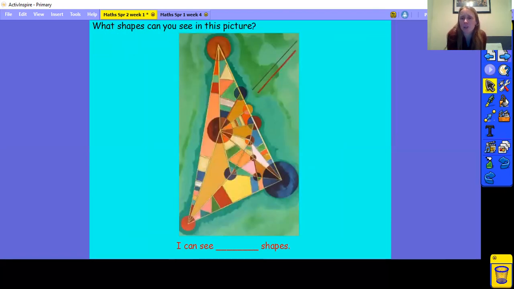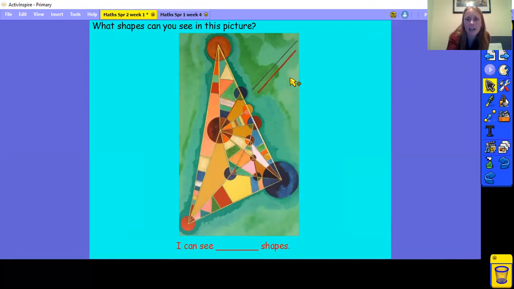What about this picture? Pause the video and use the red stem sentence at the bottom to tell your grown-up what you can see. I wonder what you said this time. Did you see a different shape? I can see circle shapes again. Did you spot the circle shapes? Here's a circle with 1 curved side. There are lots of other circles too. I wonder if you said a different shape.